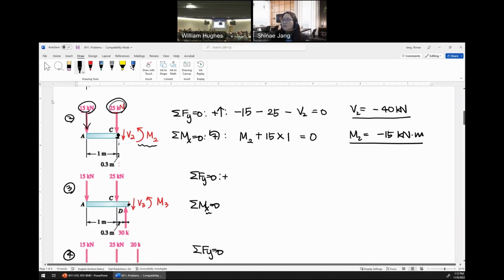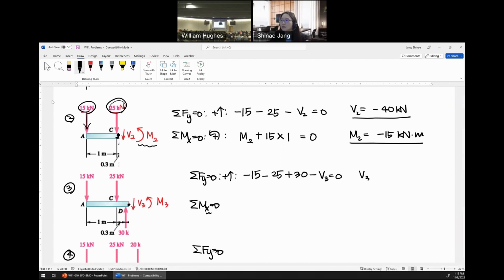I hope you are getting there. So I'll share what I have. For the third one, I have 15 down, 20 down, 30, and then V3 down. So V3 is minus 10 kilonewton.